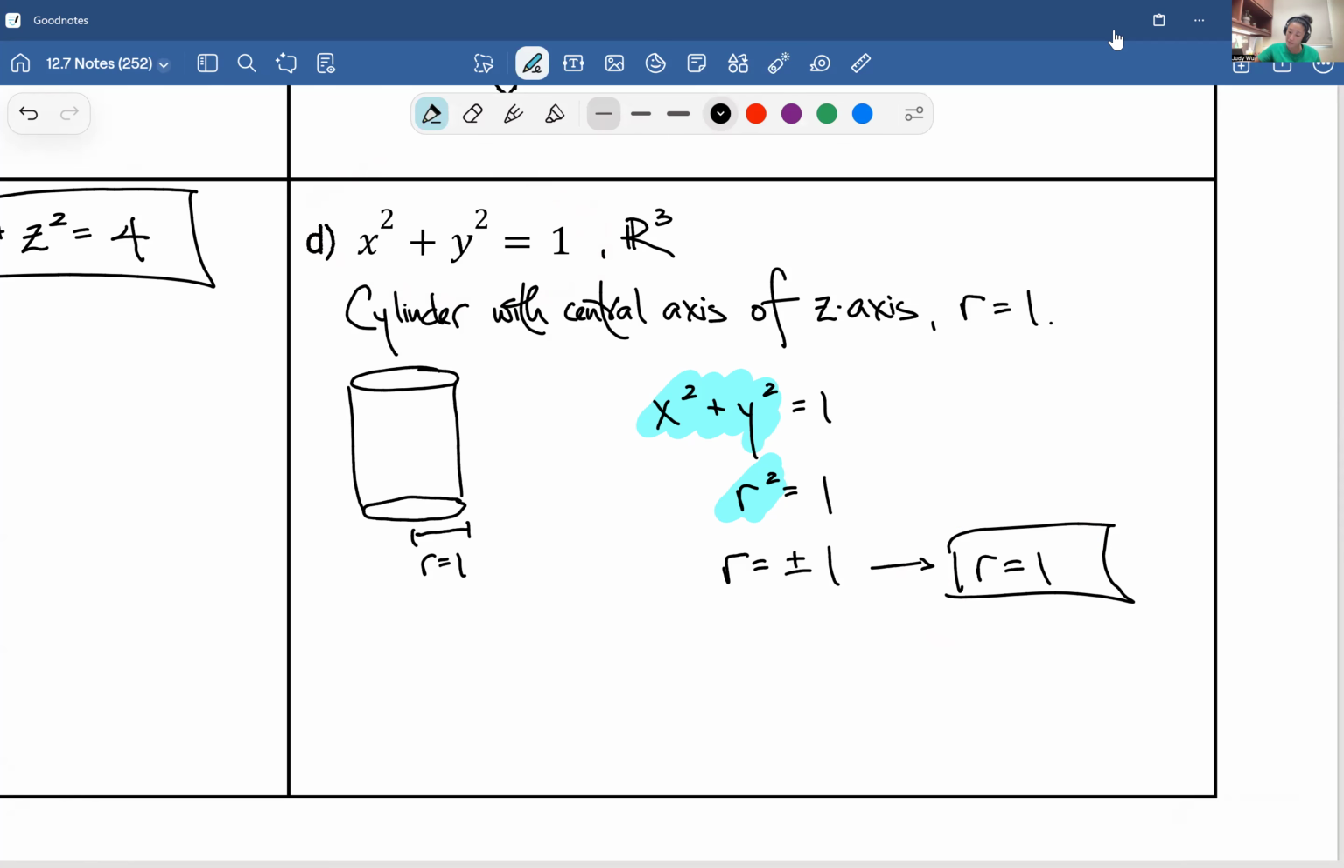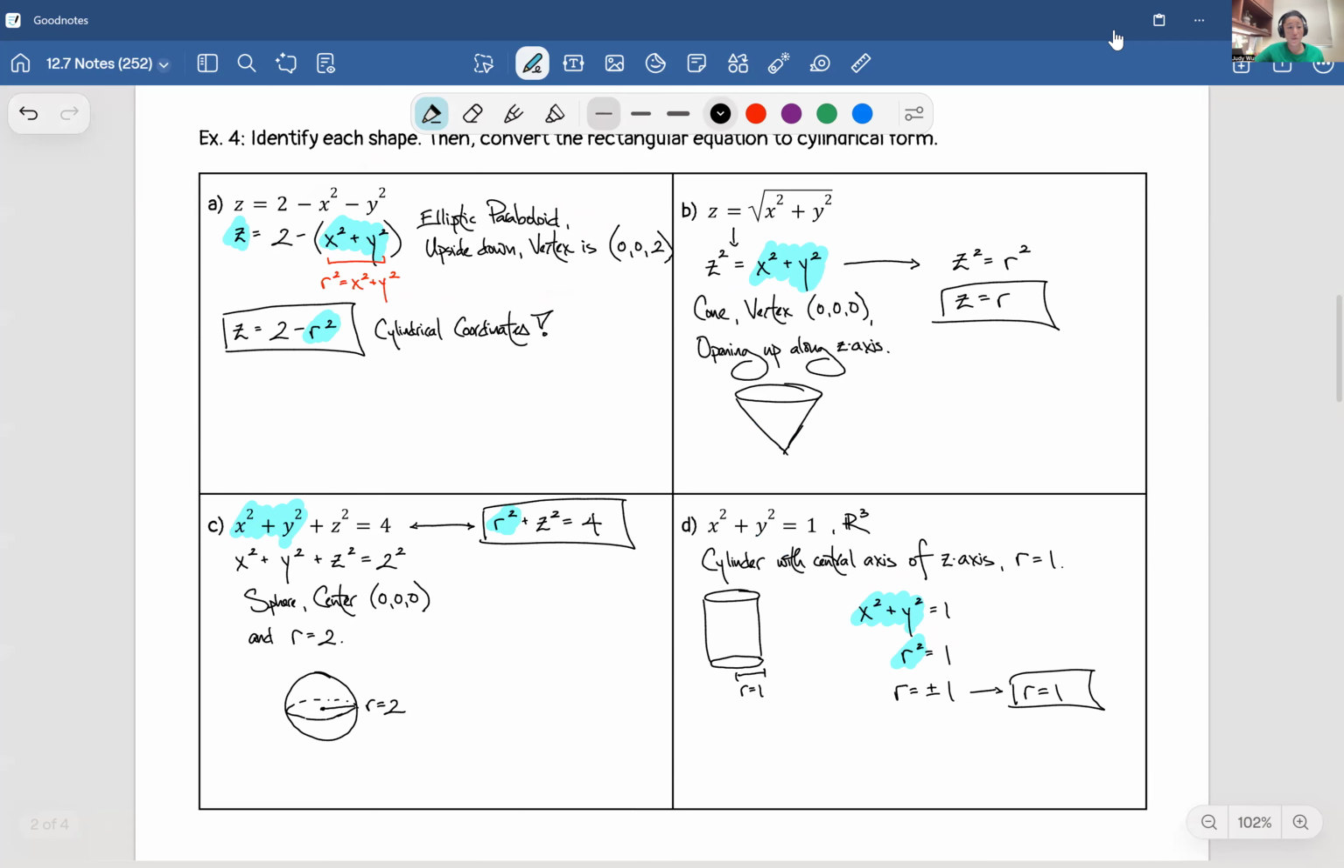So we'll stop this video here. In our next video, we're going to take a look at converting from rectangular coordinates to spherical coordinates.